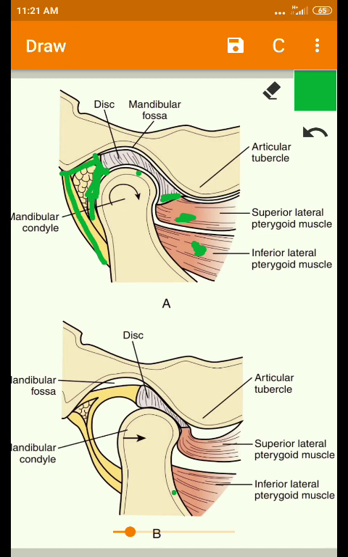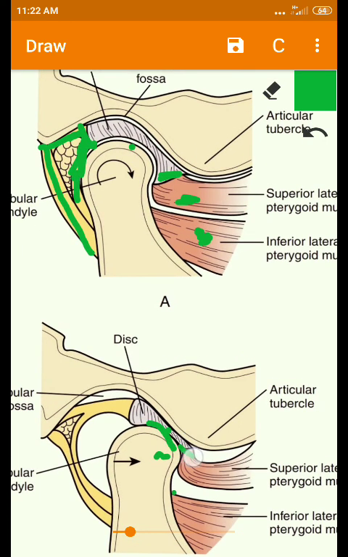Here, during the rotation, we have seen that only 11 millimeters of mouth opening is taking place, and further, during the translation movement, the phase of opening, that is the biconcave shape of the disc, and also the condyle will translate anteriorly as well as inferiorly. So what is happening here? See, here it is gliding.